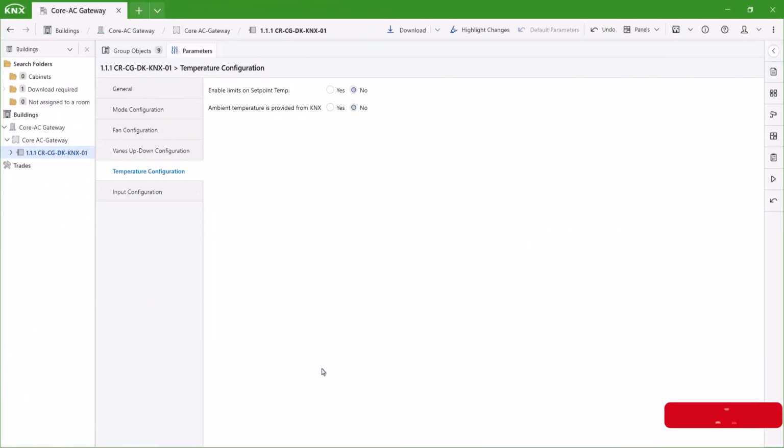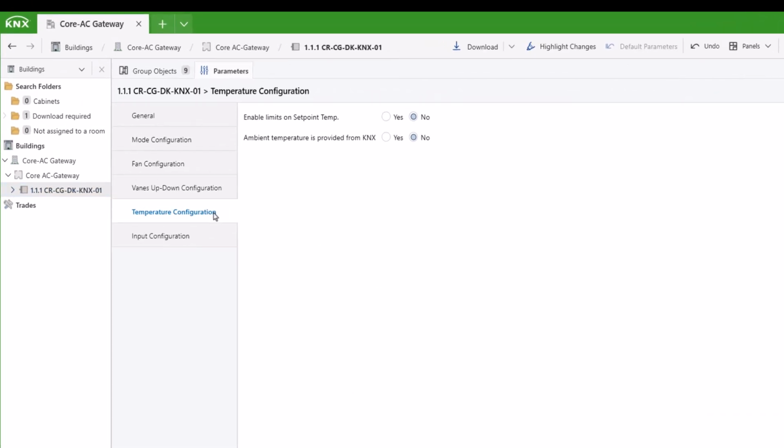Hello all, we are going to view temperature configuration parameters. Contains controls related to target temperature and ambient temperature.